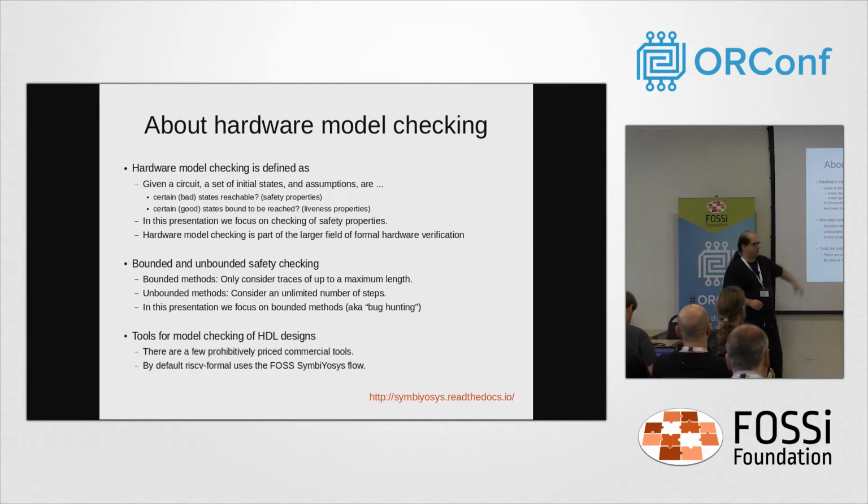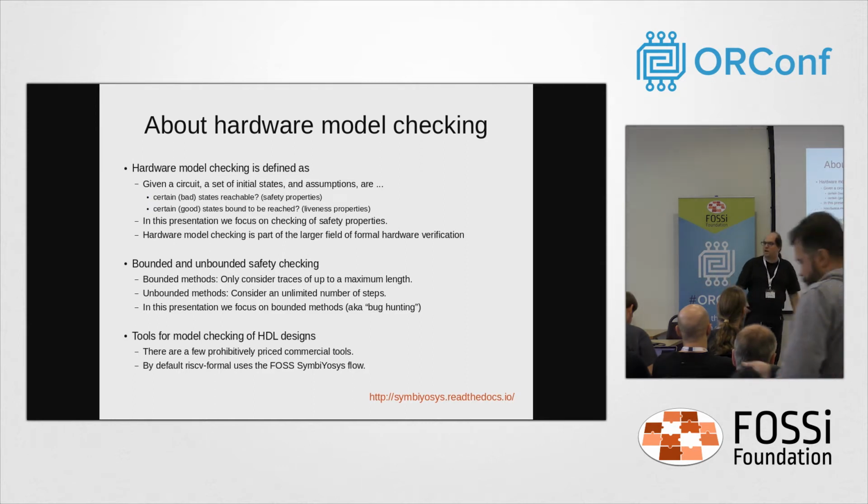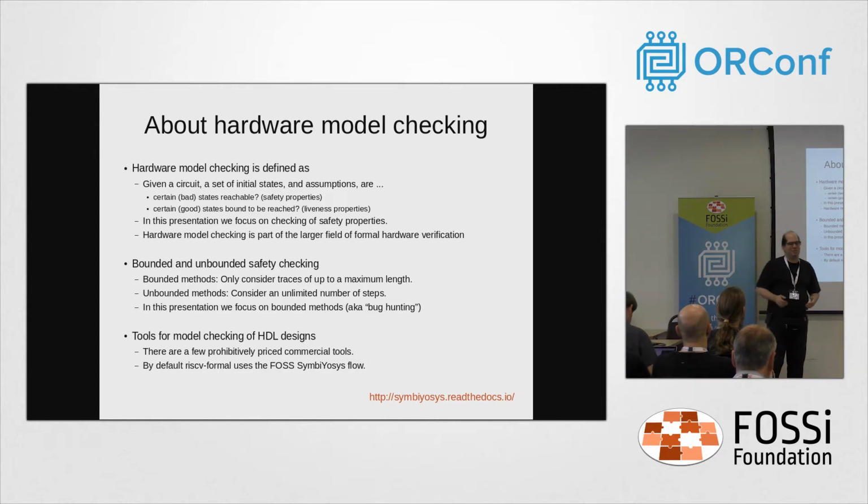When we are looking at safety properties, we can look at them in two different ways. We can do a bounded or an unbounded check. A bounded check simply means that we do not consider traces that are longer than some predetermined natural number. So maybe we say we have a bounded check of depth 10. Then we are only interested in traces that can reach a bad state from an initial state within 10 time steps. Of course, in many cases, this is not sufficient.